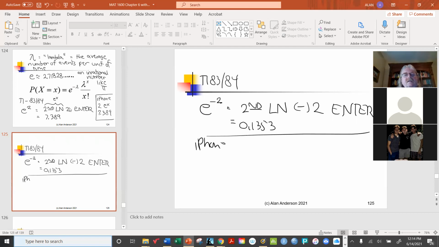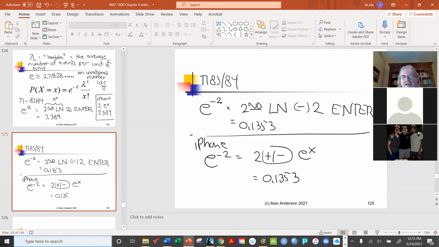iPhone, a little trickier. Let's see. You would put 2. Then there's this plus-minus button that takes the place of the negative key. So you'd put 2, negative, and then e to the x, with no enter sign, and you'll get 0.1353.